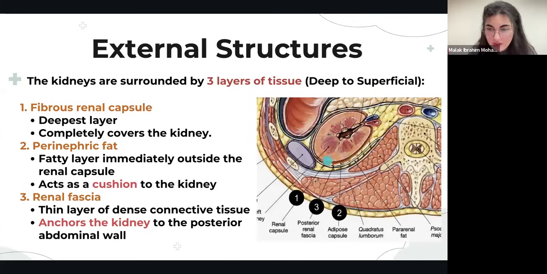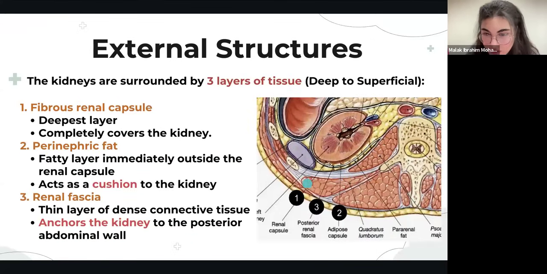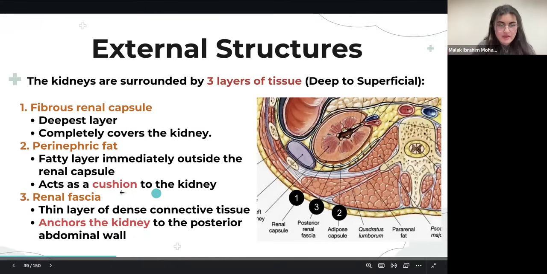Now, it's labeled as 1. You guys can see over here. This is the renal capsule, and it's the deepest layer. And then you have the perinephric fat, which is the layer in between the outermost layer and the deepest layer, which is the capsule. The perinephric fat, basically, it's just fat, and it acts as a cushion in order to protect your kidneys. And it's immediately outside the renal capsule.